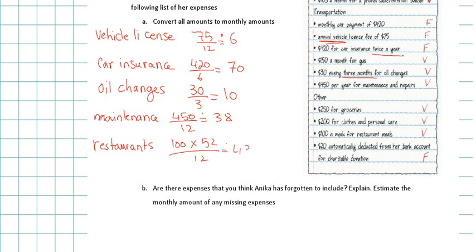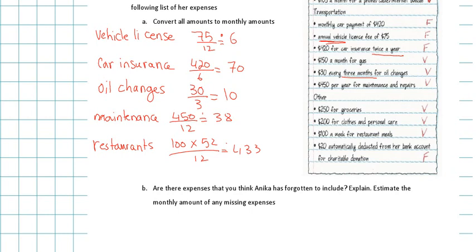And then $20 is automatically deducted from her bank account for a charitable donation, that's every month. And she pays a lot for everything. Don't know why. All right.